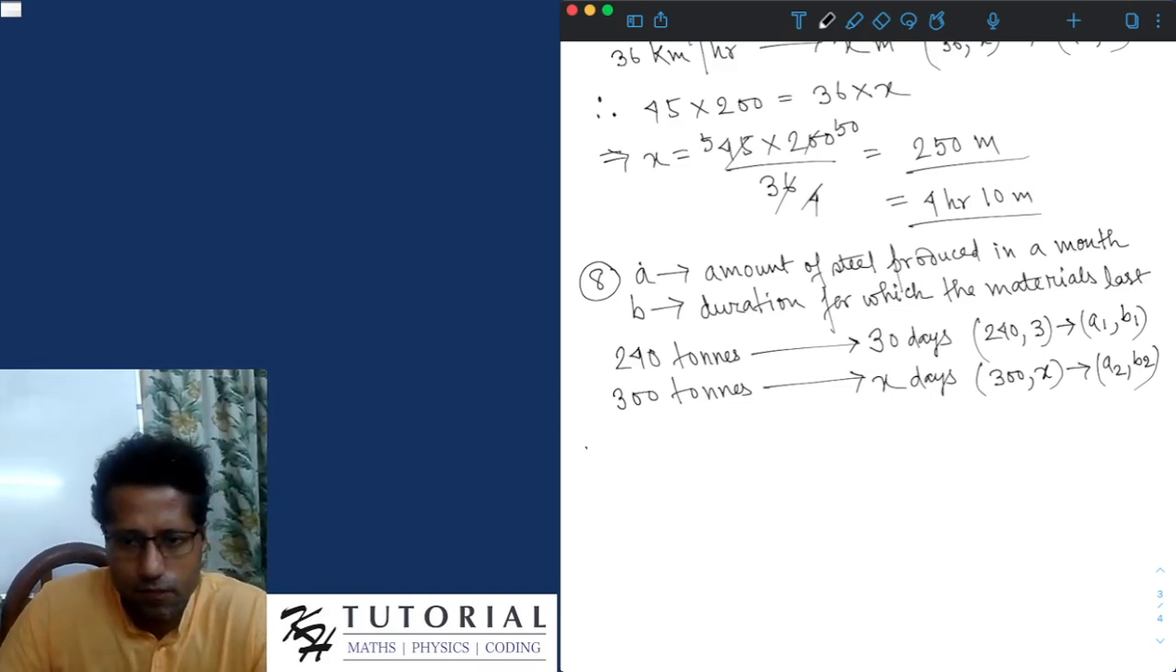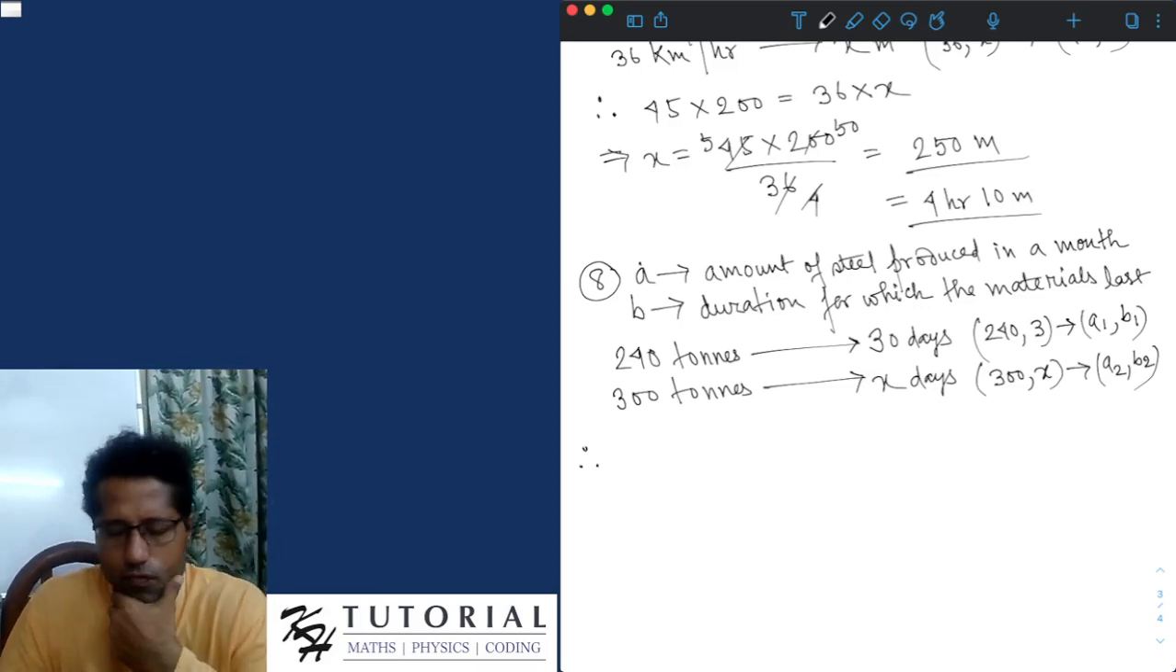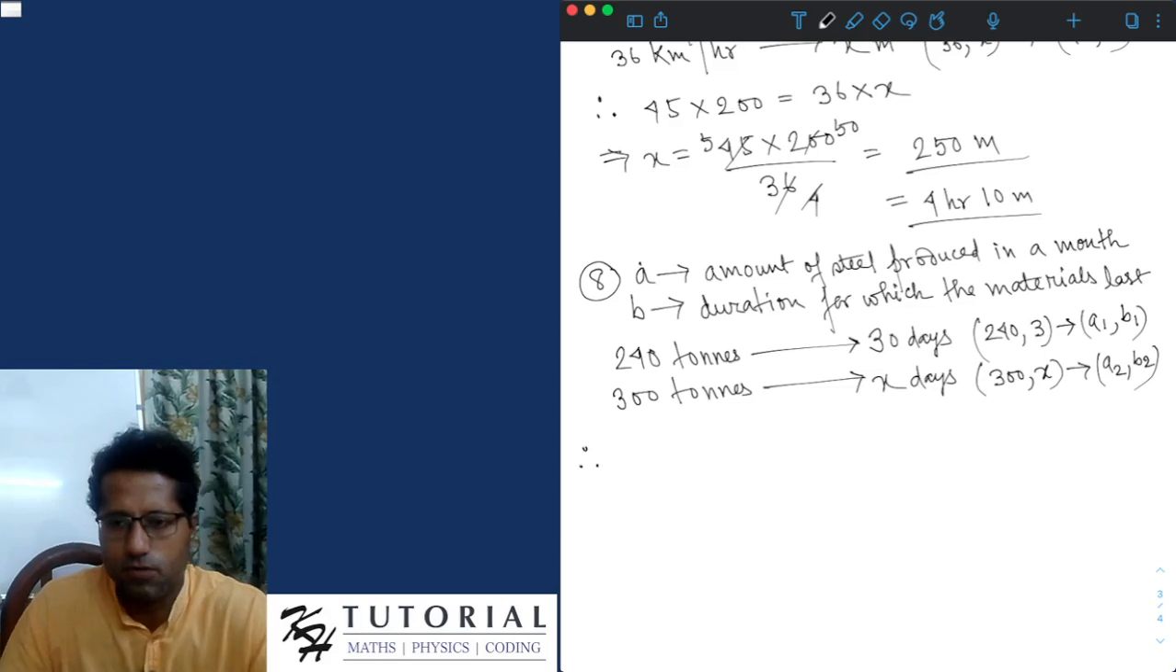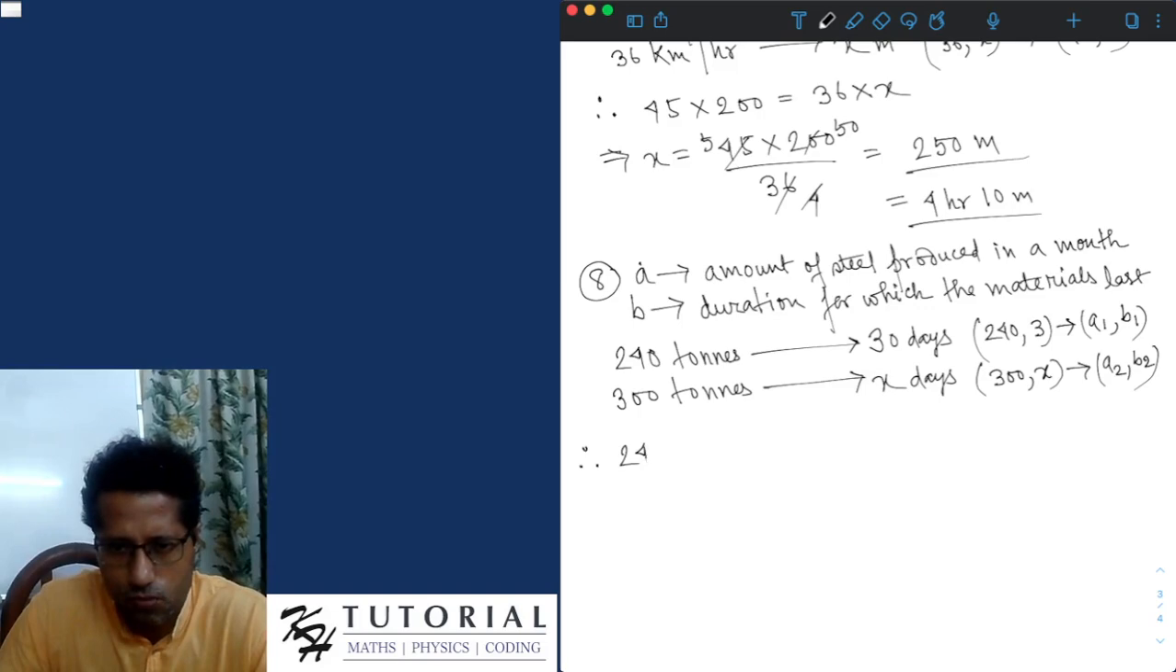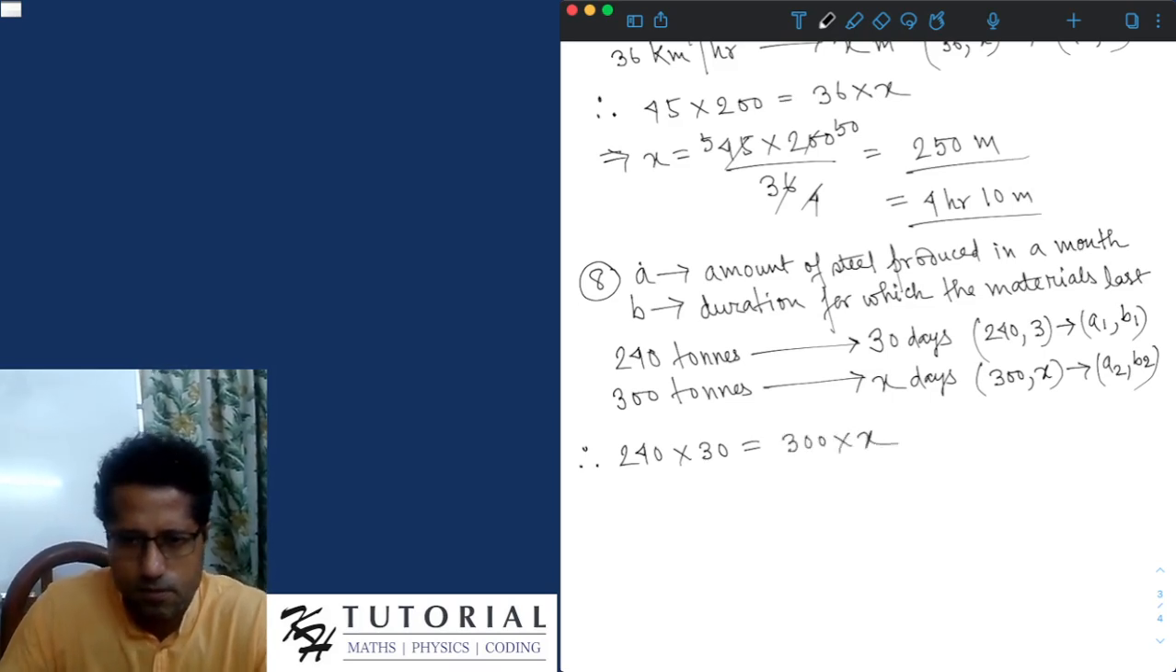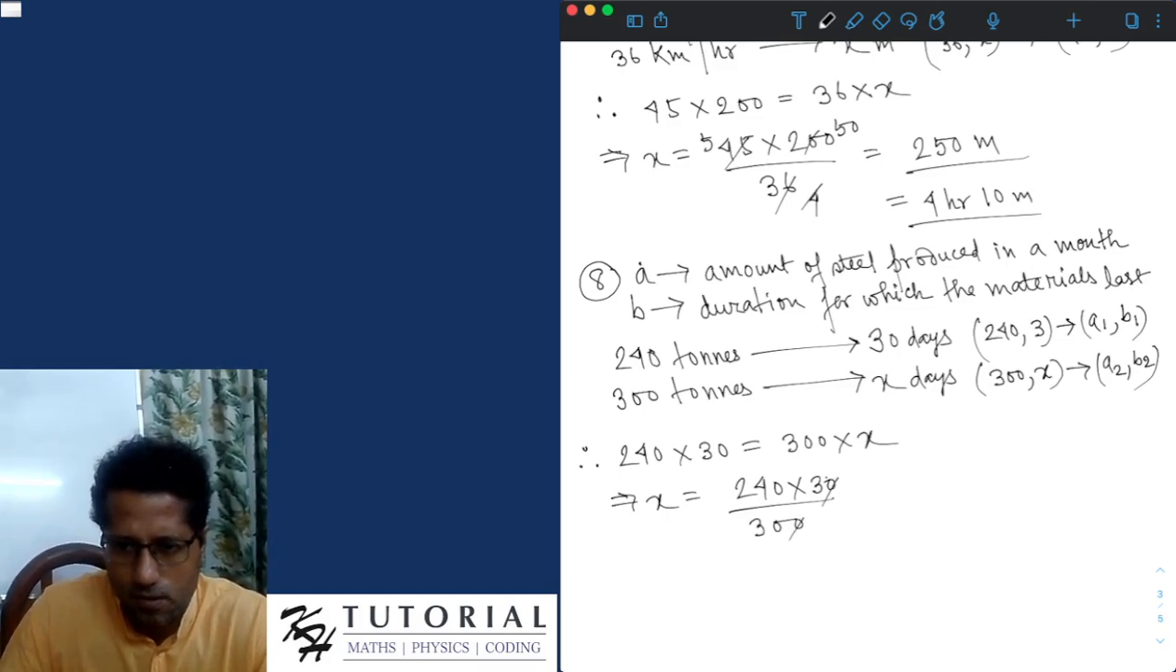Okay, so now we can say, as per the two quantities, if they vary inversely, we know that A1 B1 will be equal to A2 B2. So we can say that 240 into 30 will be equal to 300 into X. This implies X equals 240 into 30 divided by 300. This is 10, this is 24. So 24 days.